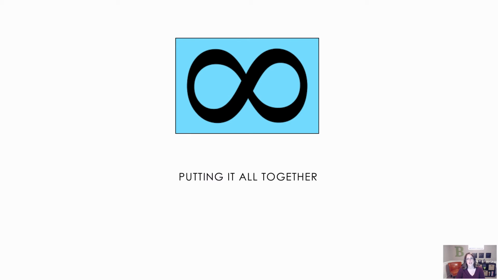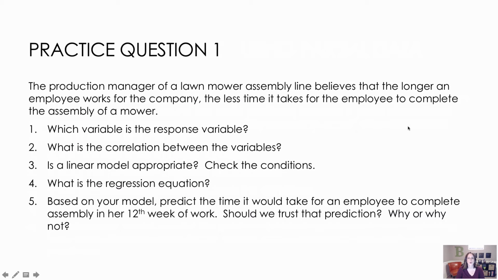I wanted to give you a chance to do a little bit of practice, putting it all together. So these are 2 practice questions for you to try. For the first practice question, we're using our data set called assembly line. Essentially that's giving us weeks that an employee has worked at the lawn mower assembly company and the time it takes to assemble a lawnmower.